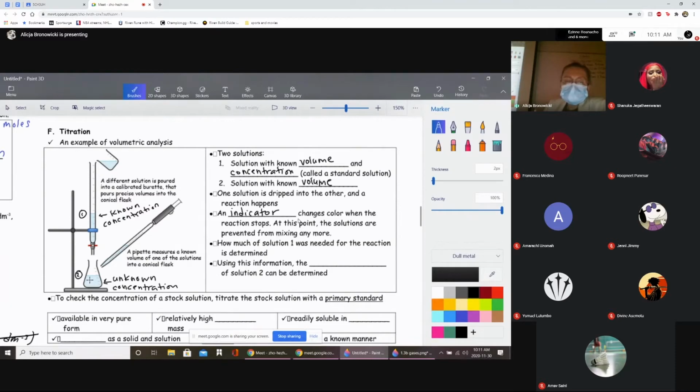So this solution here in your flask is going to change color. And when it changes color, you stop dripping because it means your reaction's finished. Then you figure out how much of solution one was needed for the reaction. And using this information, the concentration of solution two can be determined.